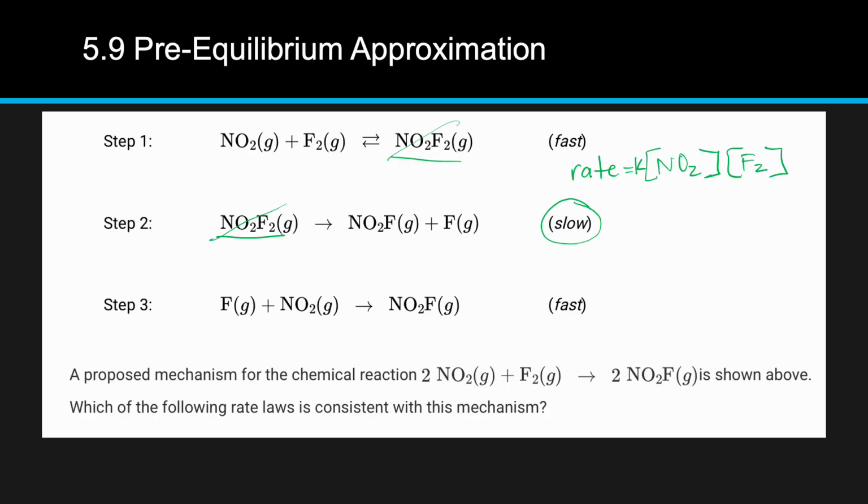And then a question that one student asked me yesterday was, if the first step in this specific example was the rate determining step, would the rate law be the same? And my answer is yes, the rate law would be the same if step 1 was our slow reaction, because we would get the same rate law only looking at the reactants of step 1. We have 1 NO2 and 1 F2, so it would be the exact same rate law if step 1 was slow.